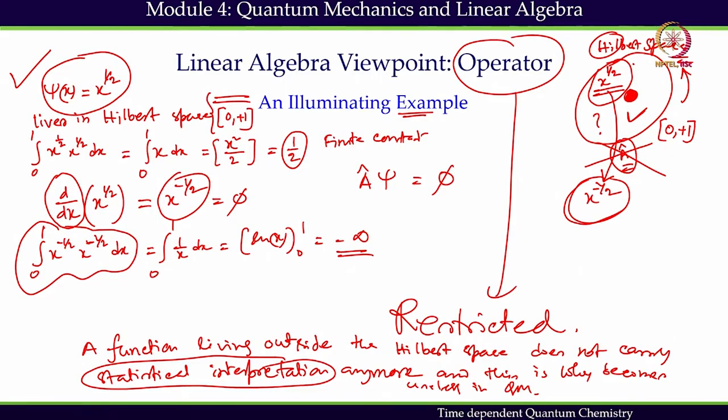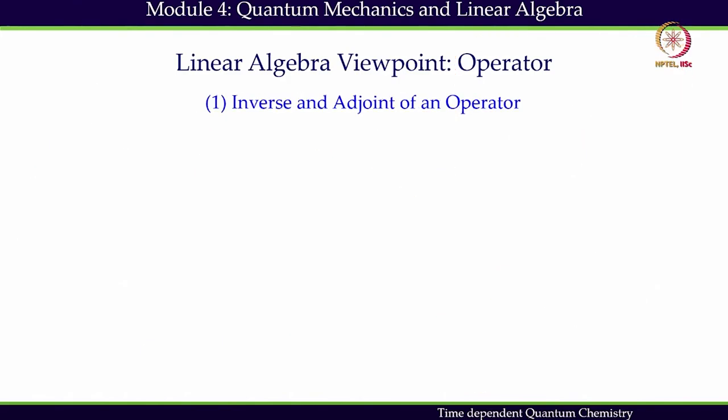So, that is why the wave function has to live in the Hilbert space, and if an operator acting on that wave function takes it out of the Hilbert space, then that is also a problem. Then we have lost the interpretation of quantum mechanics again. So, everything has to be in the Hilbert space, and that is why the operator space needs to be restricted. We cannot use just any operator in quantum mechanics. So, let us find out what kind of operators we can use and what operations of operators we can think of from the linear algebra viewpoint.